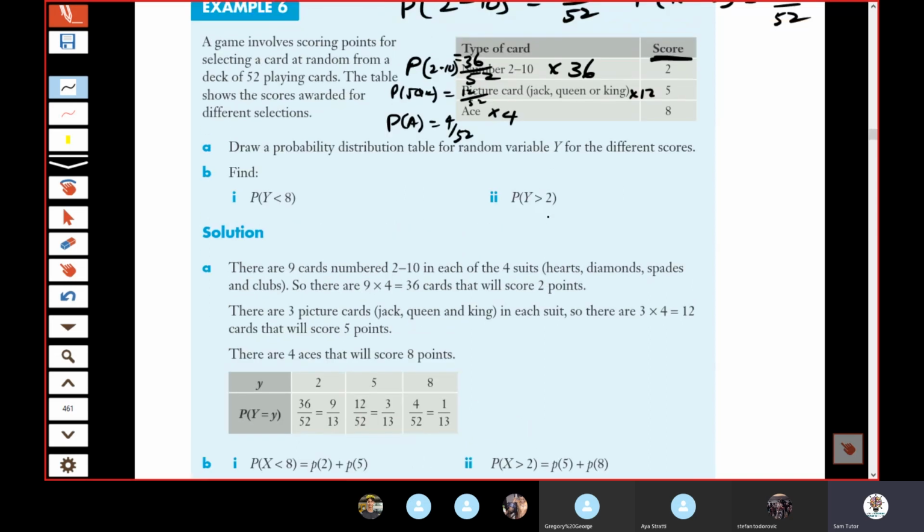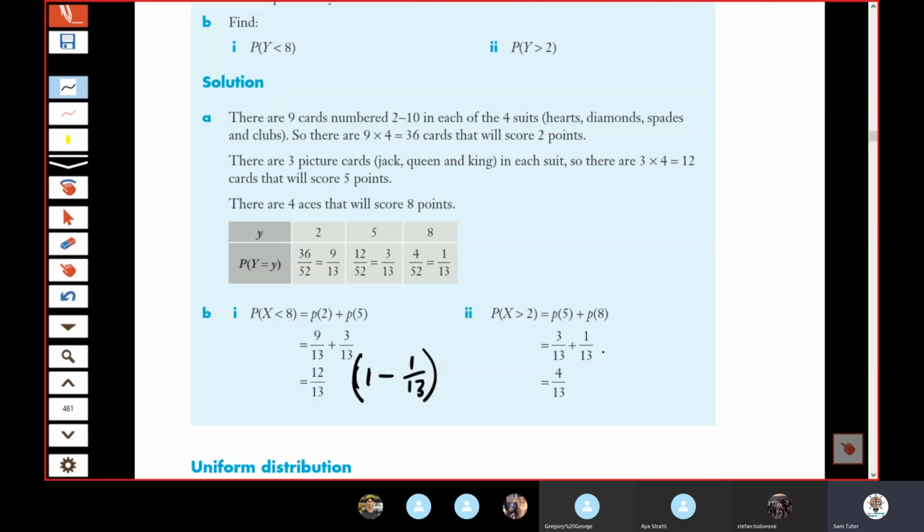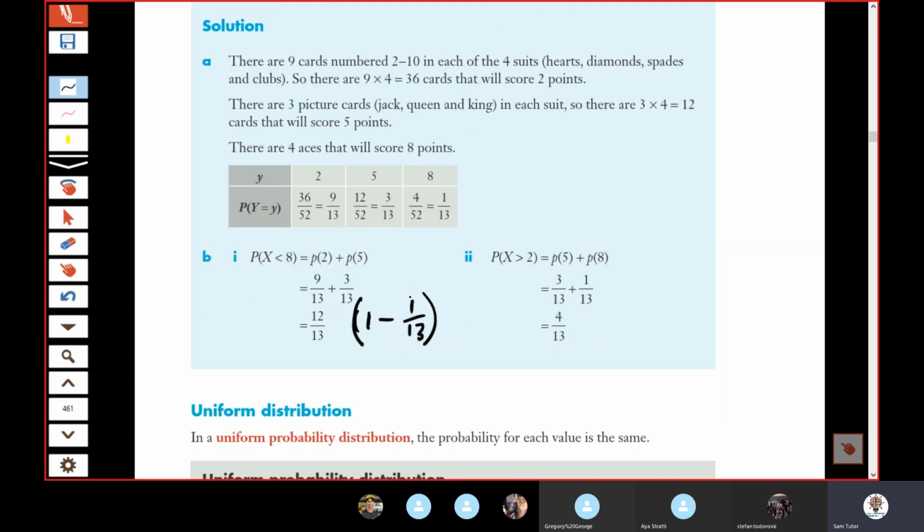What's the probability of Y being greater than 2? Well, greater than 2 would be 5 and 8. I think you guys get that now. Add it together. Simple. Any questions? All right, beautiful.